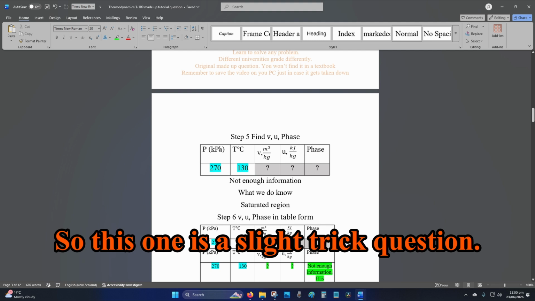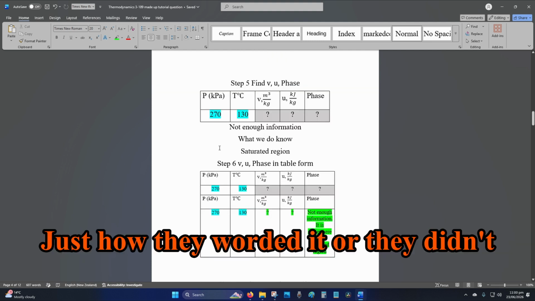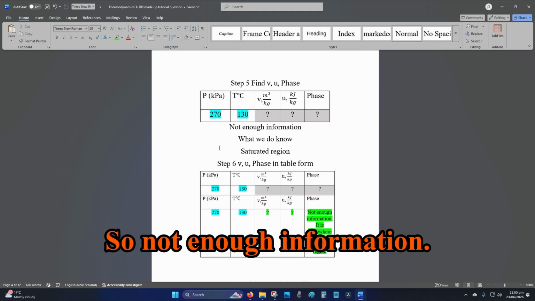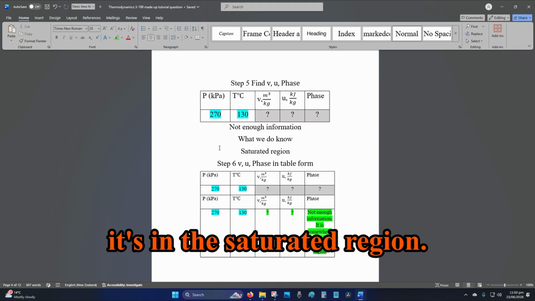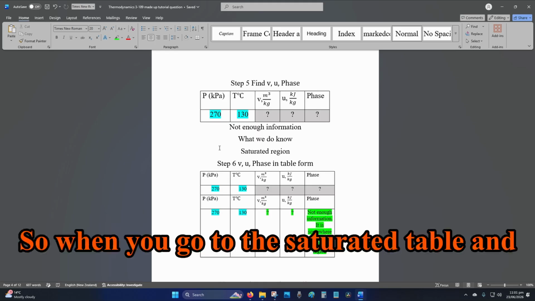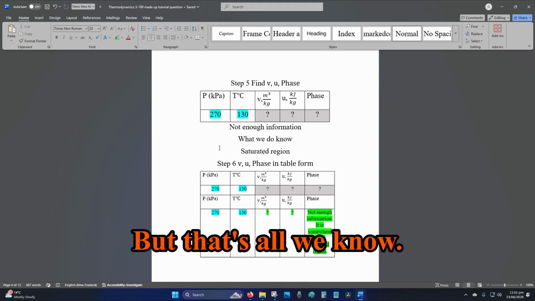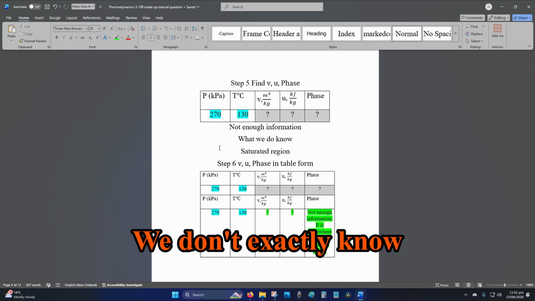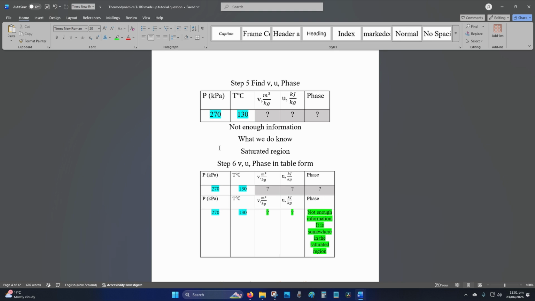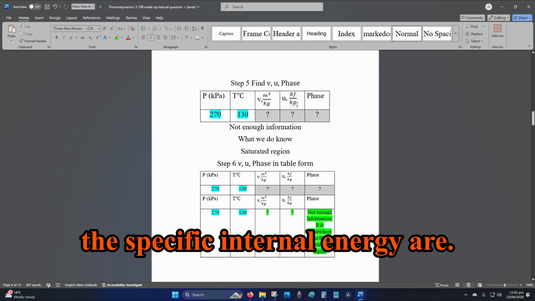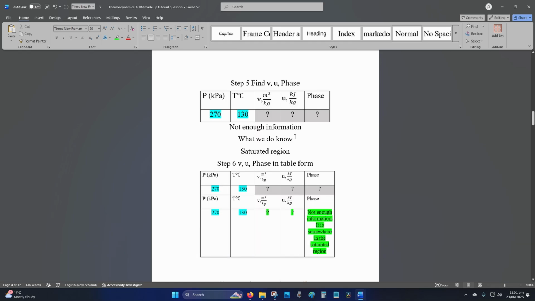So this one is a slight trick question, just how they worded it, or they didn't give enough words, I suppose. So not enough information. What we do know is that it's in the saturated region. So when you go to the saturated table and you check the pressure and the temperature, it lines up in the saturated region. But that's all we know. We don't exactly know whether it's a liquid or vapor. So we can't tell you what the specific volume or the specific internal energy are.